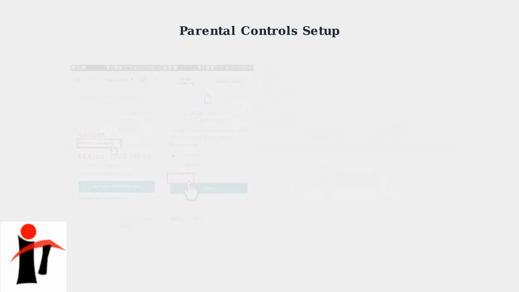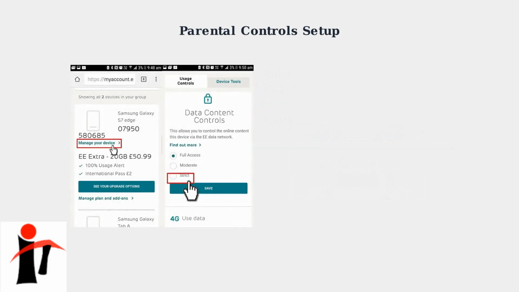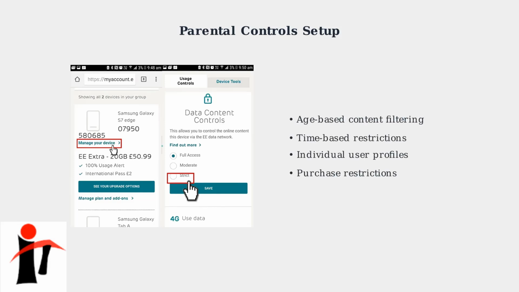Setting up parental controls helps ensure age-appropriate content for your family. The EE Box Pro offers granular content filtering options that can be customized for different user profiles. Configure content restrictions based on age ratings, set viewing time limits, and create separate profiles for different family members. This ensures everyone gets appropriate content while giving parents peace of mind.